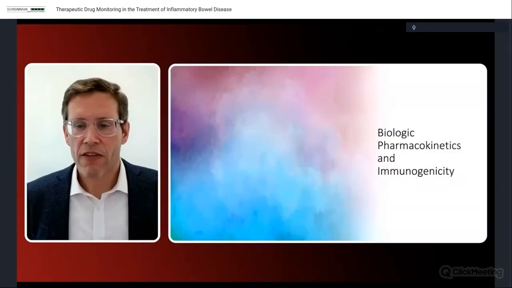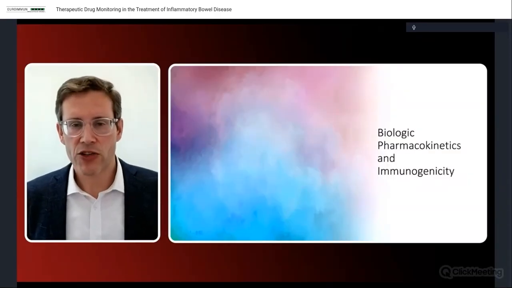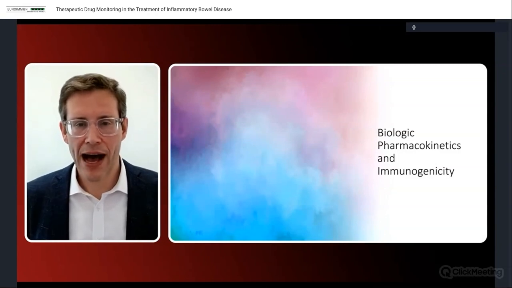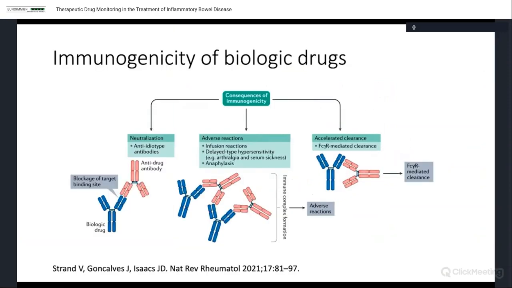So next, let's talk a little bit about pharmacokinetics and immunogenicity of biologic drugs, because this really impacts how we can optimize their use. Because biologic drugs are large, complex molecules, they can induce an immune response in our bodies, and we can develop antibodies to the drug. These antibodies can neutralize the drug by binding to the binding site for the drug target. They can form immune complexes and result in infusion reactions, serum sickness, or anaphylaxis. And they can accelerate Fc gamma receptor mediated clearance of the drug through the reticuloendothelial system.